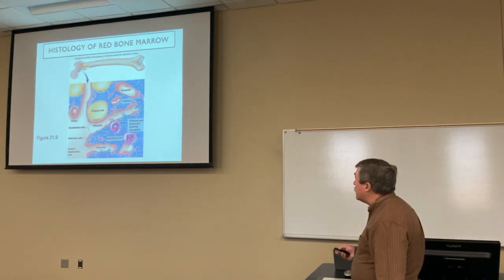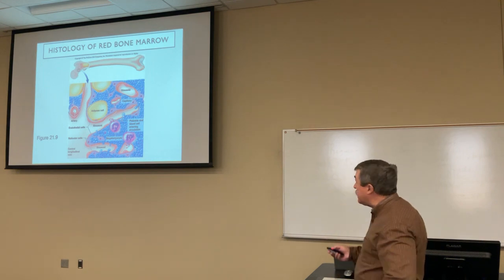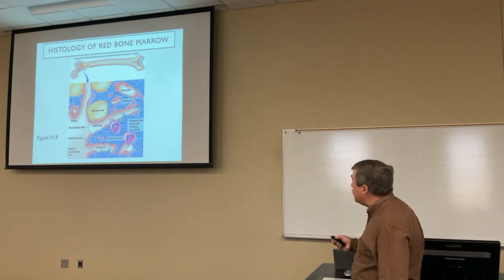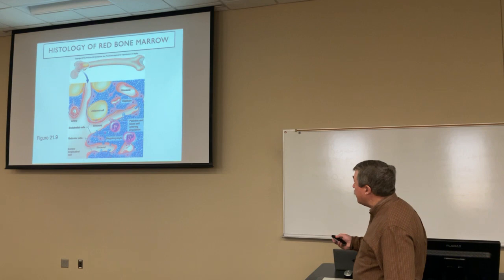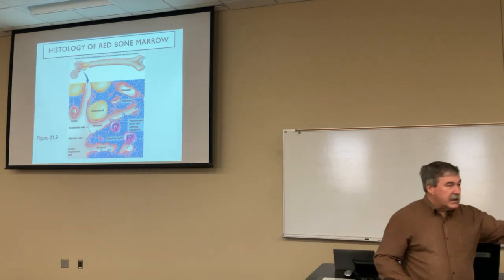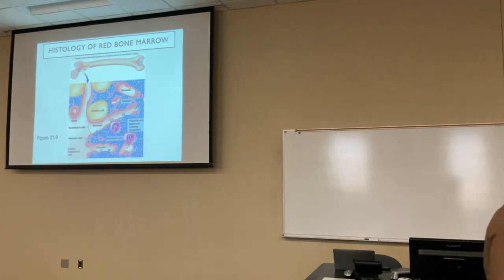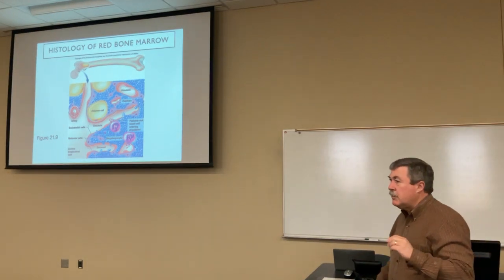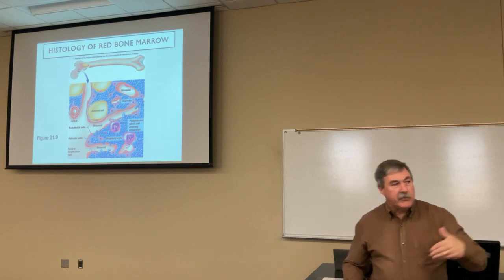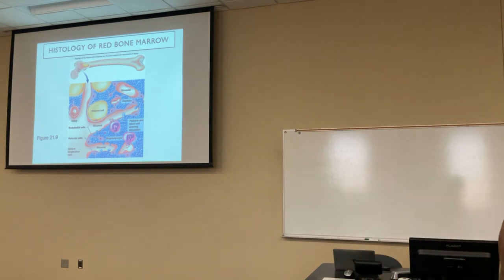This is an artist's conception of red bone marrow. There are sinusoids that newly produced blood cells and immune cells can squeeze their way into, and from the sinusoids it flows into blood vessels, which can then exit the bone. If you look on the surface of a bone, there are tiny holes called nutrient foramina. Those holes allow for the passage of small blood vessels into and out of the bone.